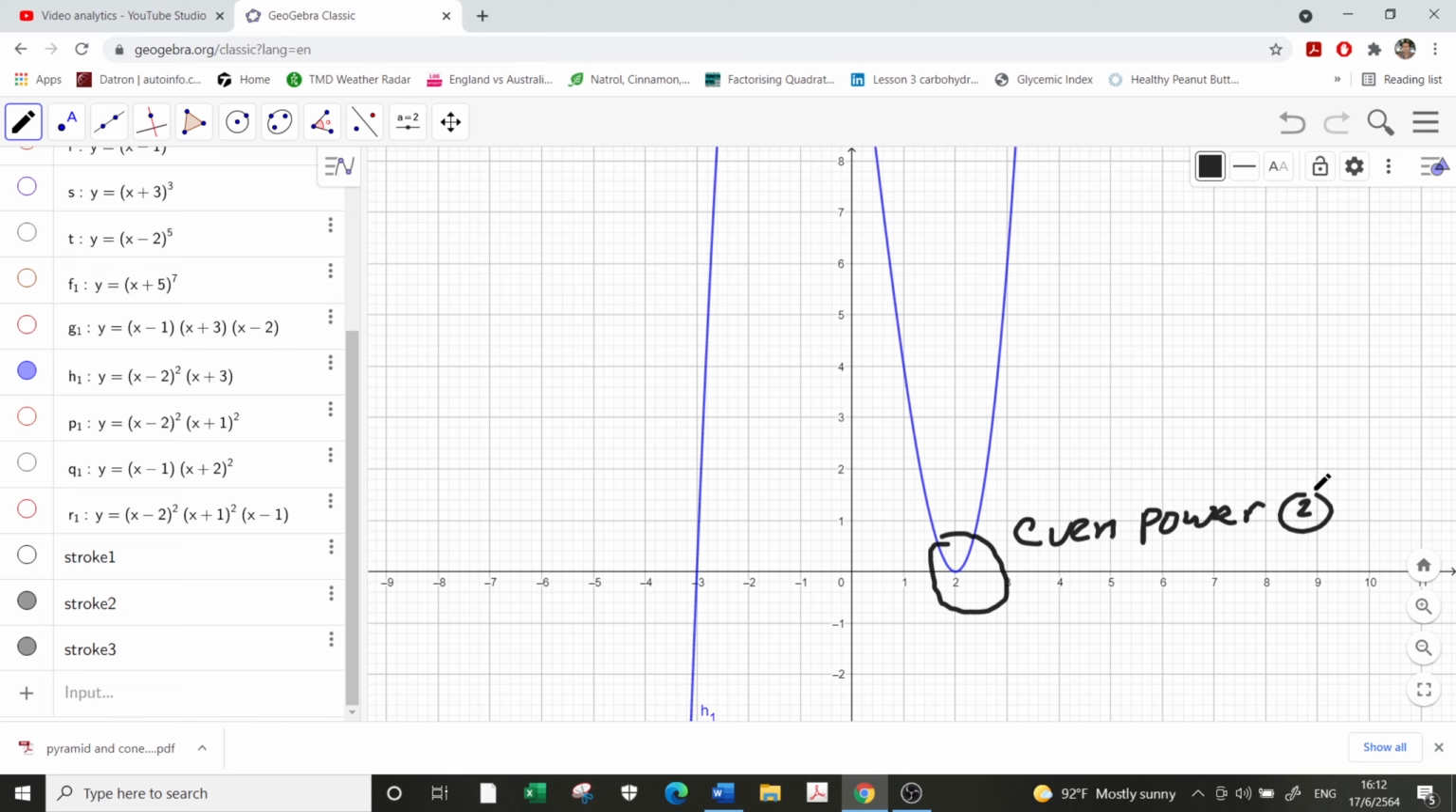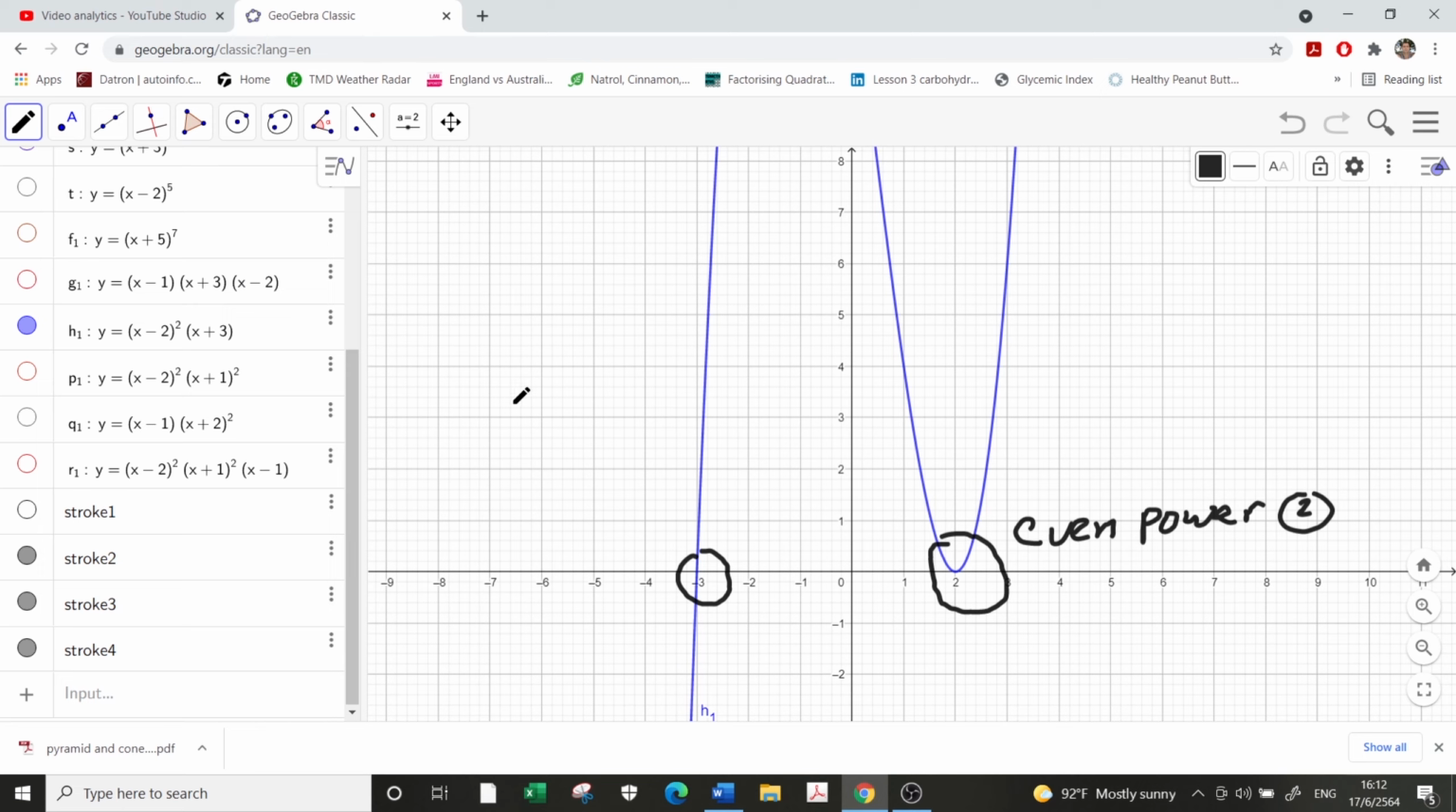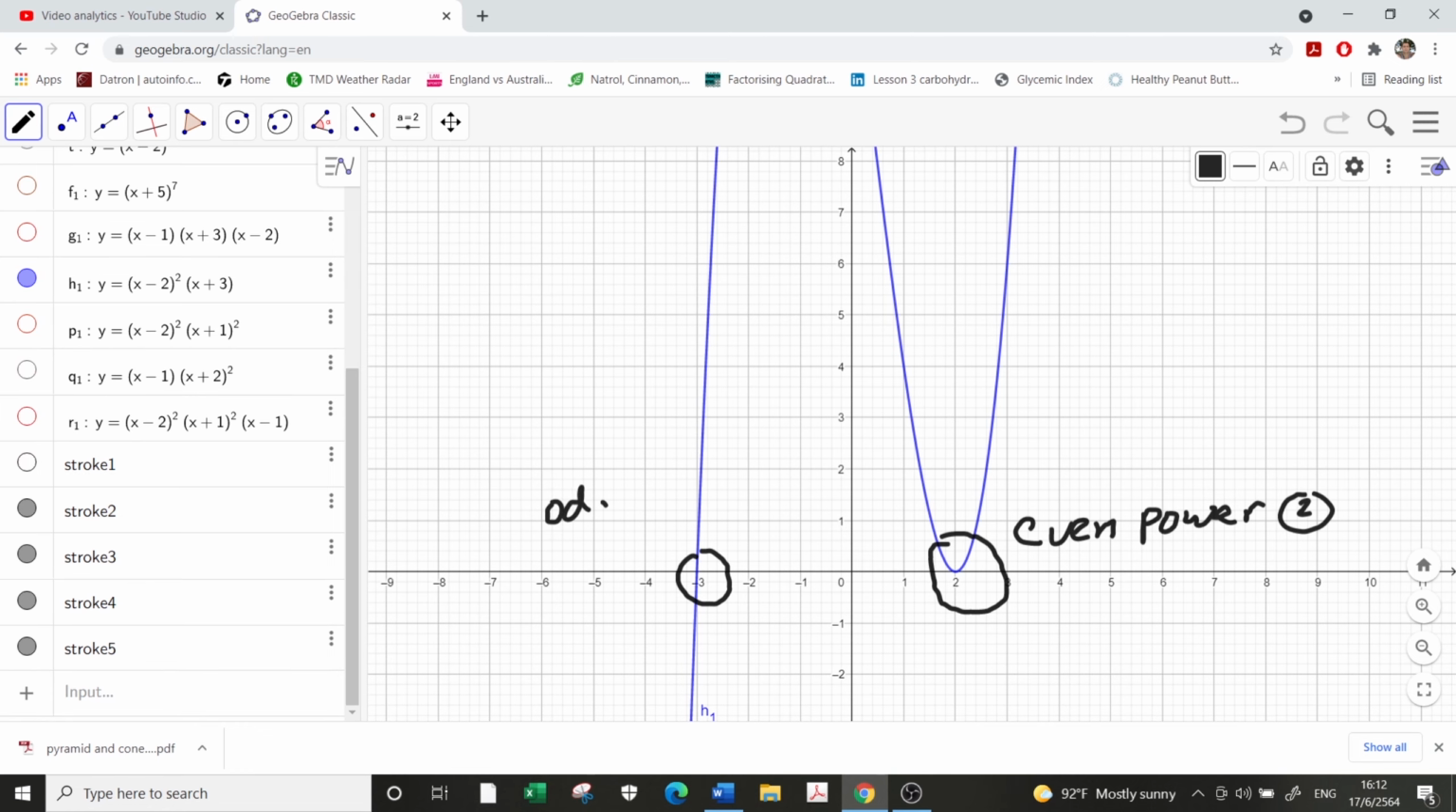And that was power 2 on the polynomial here. But this is power 1. So at x equals minus 3, we have an odd power, power 1. So the graph is cutting through. So that's odd power on the factor.